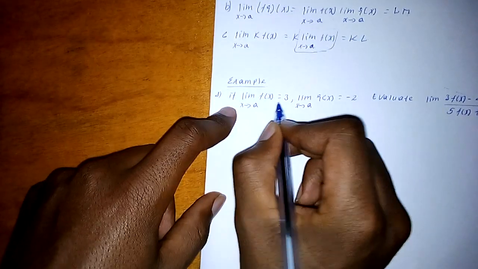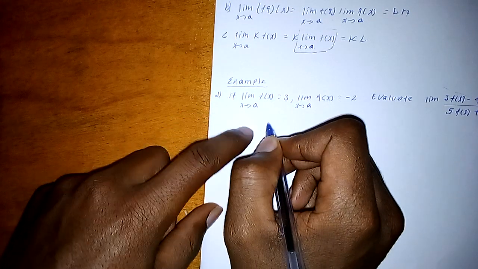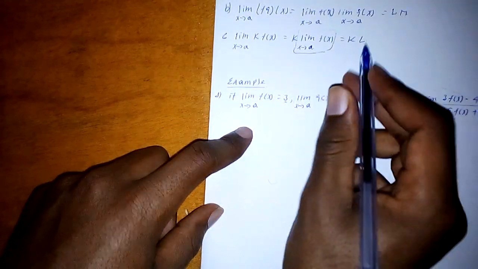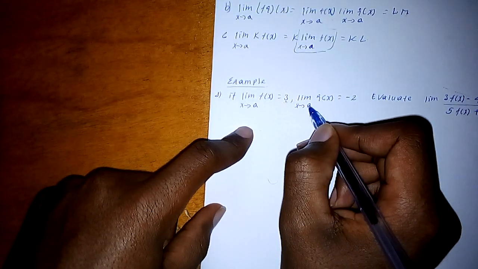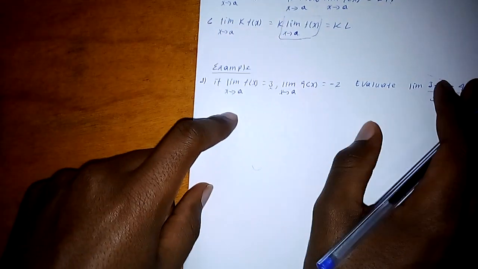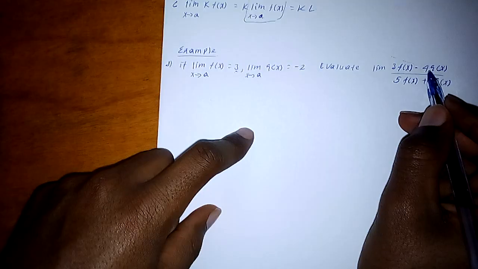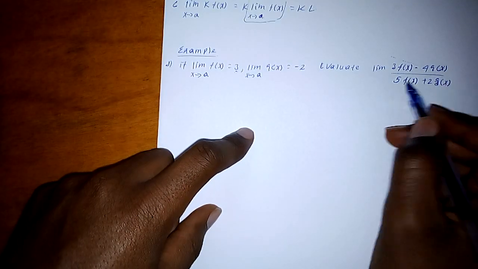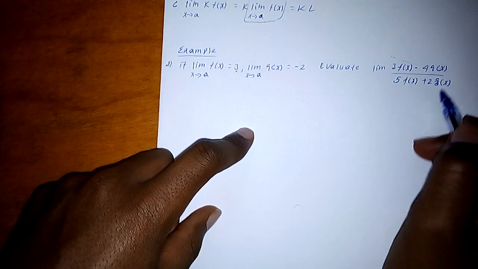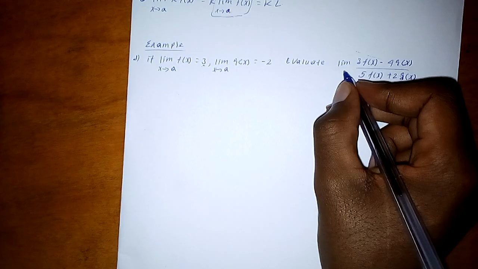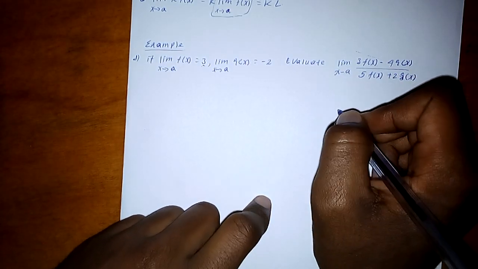If the limit of f of x as x approaches a is 3, this is L, and the limit of g of x as x approaches a is minus 2, then evaluate the limit of 3 f of x minus 4 g of x over 5 f of x plus 2 g of x, as x approaches a.